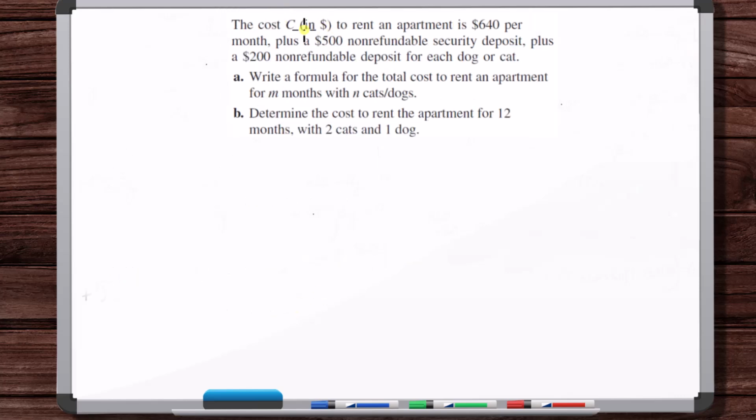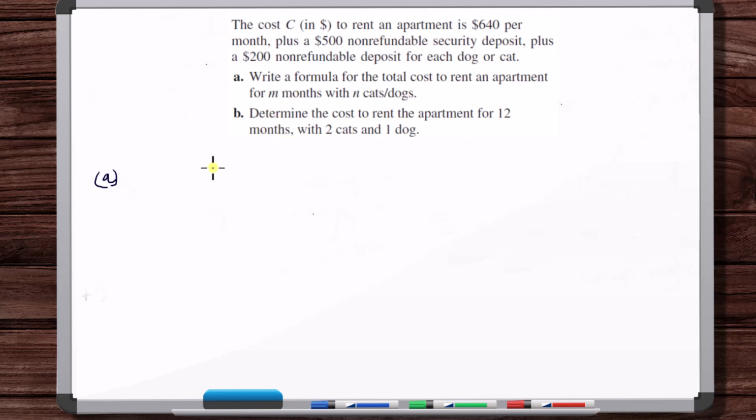The cost C in dollars to rent an apartment is $640 per month, plus a $500 non-refundable security deposit, plus a $200 non-refundable deposit for each dog or cat. Part A. Write a formula for the total cost to rent an apartment for M months with N dogs and cats.